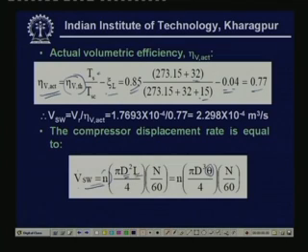So if you are eliminating L, then this formula becomes pi d cube theta by 4 into small n into N by 60. Here all that we know is, we know the capital N because it's mentioned that it is 2900 RPM, and we have also found what is the required displacement rate. So there are three unknowns in this equation. One is the number of cylinders, and second one is the diameter of the cylinder, and the third one is the stroke to bore ratio. So we have only one equation and we have three unknowns.